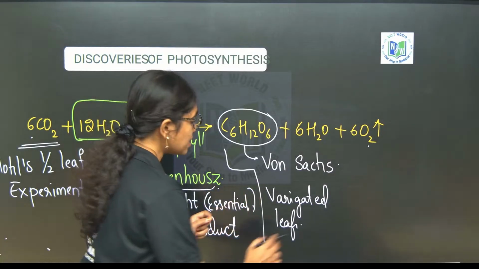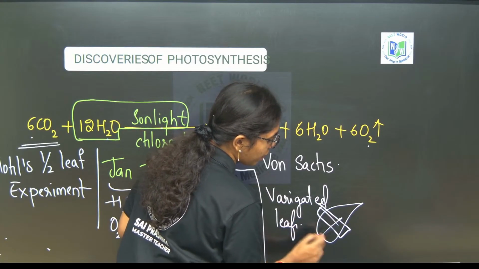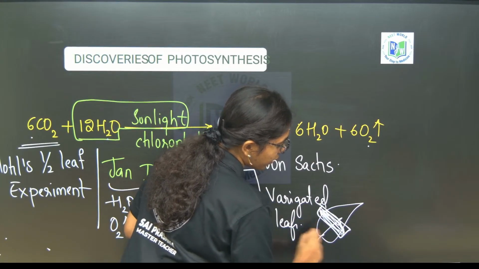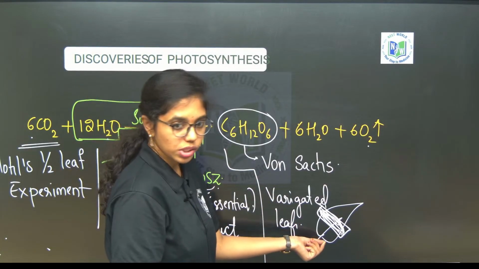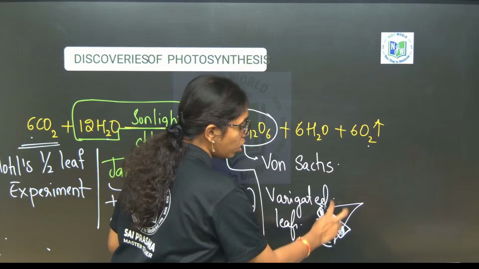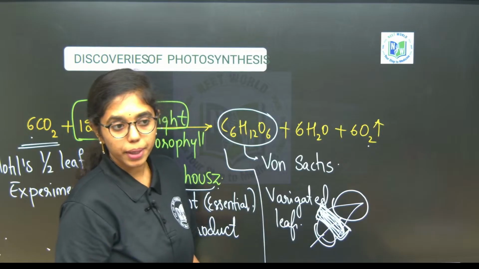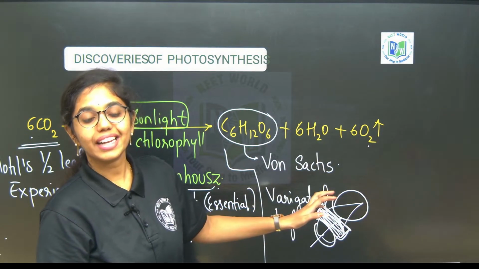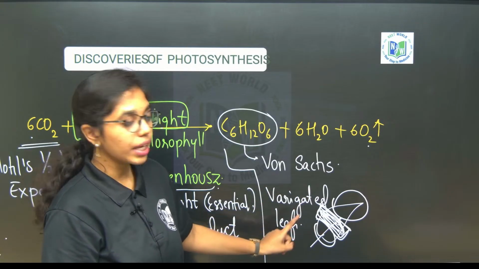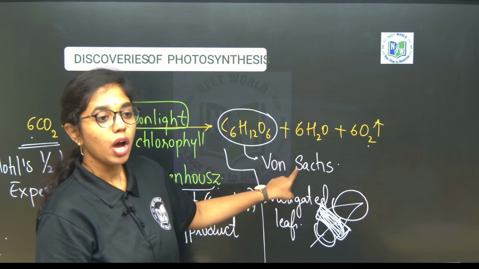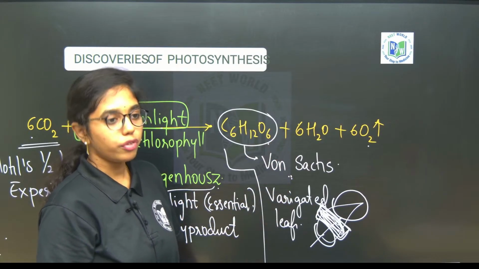Or else, a completely green leaf is taken and half of it is covered with some black paper. When such a leaf is exposed to sunlight and after a certain period of time put through the starch test, this part will show blue-black color, whereas the region covered with black paper will show pale color, indicating the absence of starch. So this is the variegated leaf experiment conducted by whom? Von Sachs, and he said that glucose is the primary product of photosynthesis.